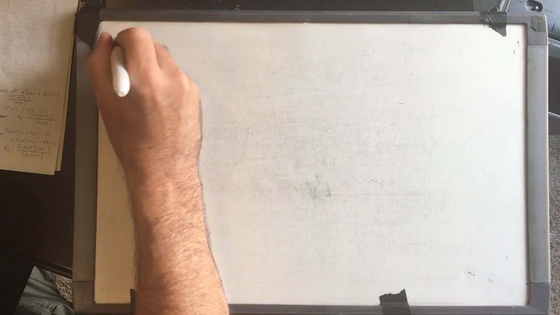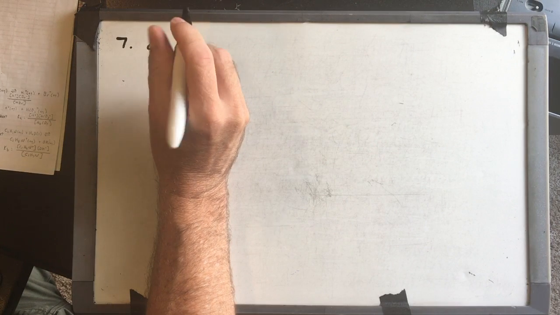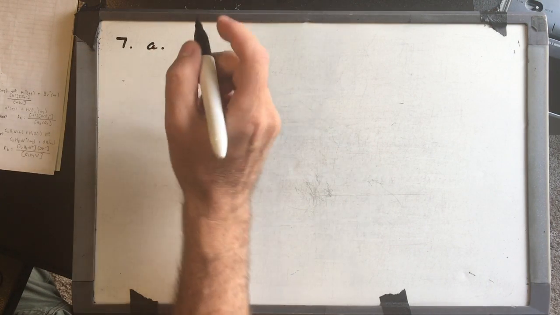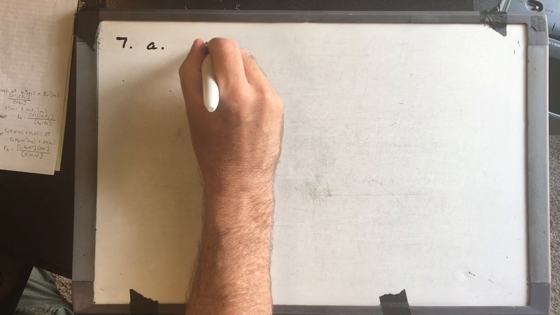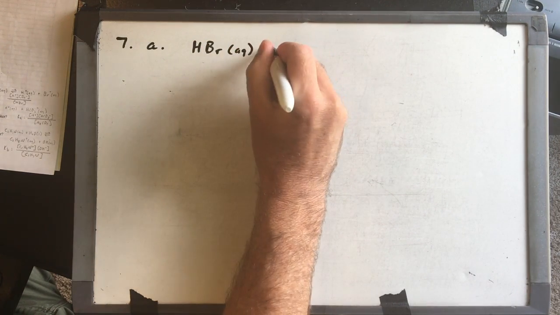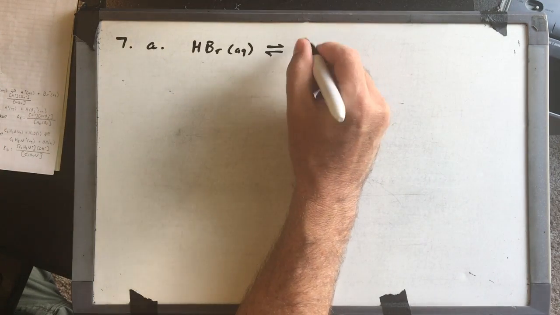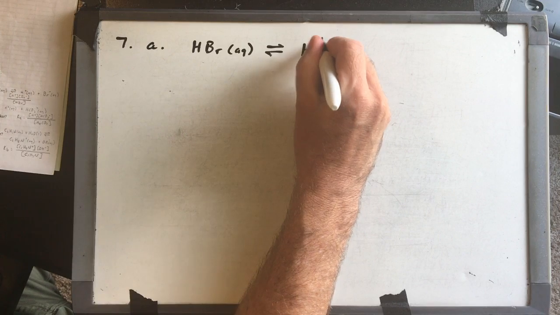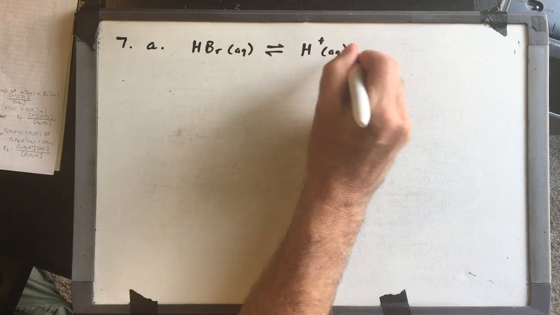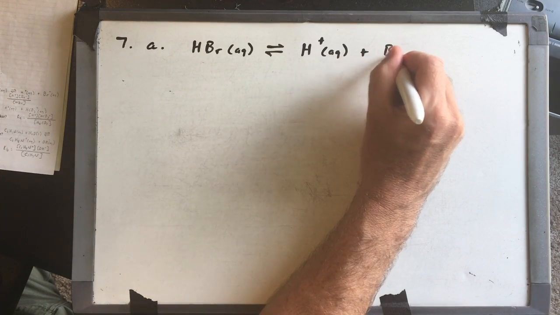Okay, let's look at number 7. Number 7 has 2 parts, each part worth 4 points. What's the ionization constant for HBr? So HBr is an acid, and it's going to split into its constituent ions. So that would be H+, and bromine is in column 7, so that'd be Br-.